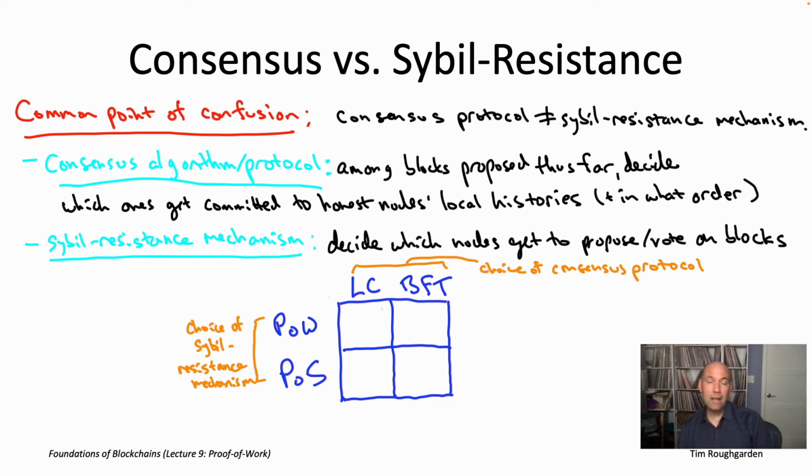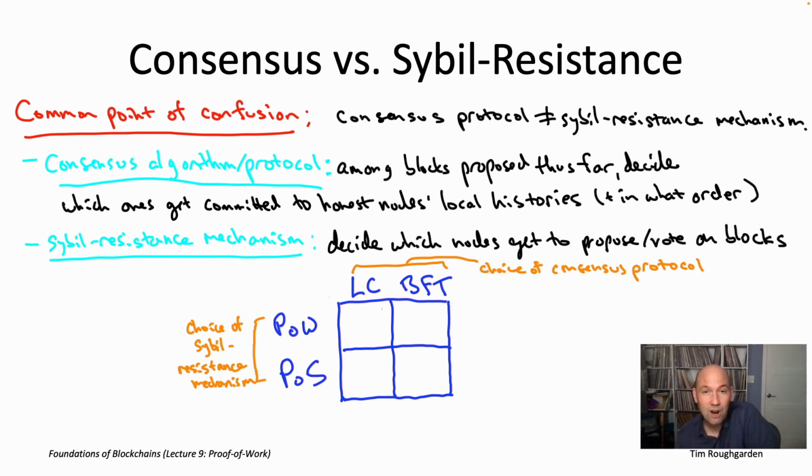So in principle, you could have a blockchain protocol of any of these four types, any of these four combinations. As I alluded to earlier, proof of work goes along particularly well with longest chain. And then BFT-type consensus seems to go along particularly well with proof of stake. So the diagonal entries here are the ones that have the most occupants, at least as of this time of recording. But at least in principle, you could do any of the four.